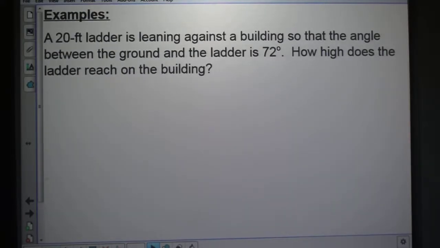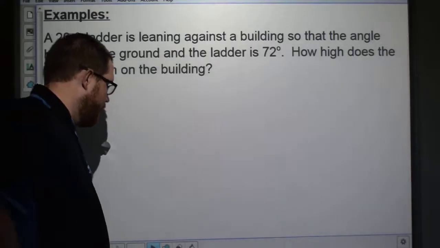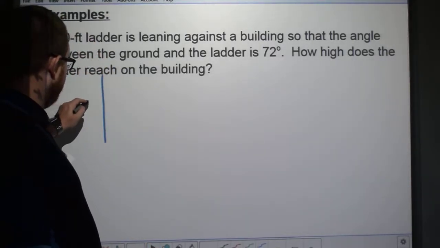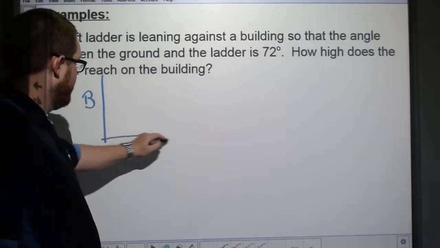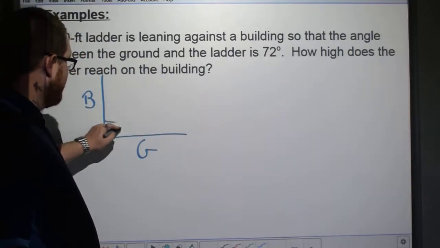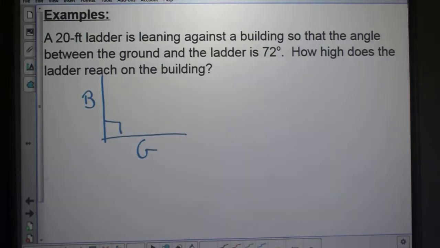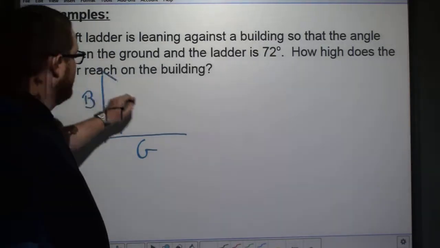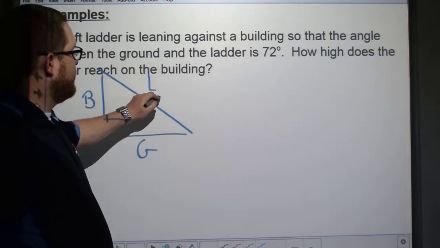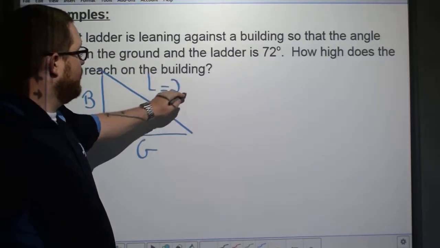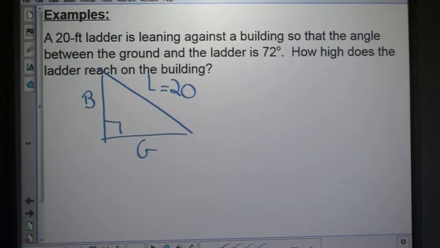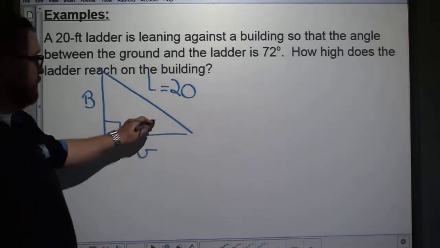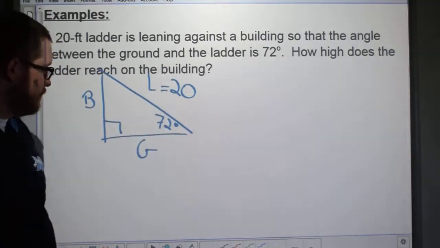Here's some examples. A 20-foot ladder is leaning against the building so that the angle between the ground and the ladder is 72 degrees. How high does the ladder reach on the building? So, I'm going to draw my building. Call this B for building. This is my ground. And there's your right angle because the building and the ground make a 90-degree angle. Here's your ladder, and I know it is 20 feet long. I also know that the angle between them is 72 degrees.